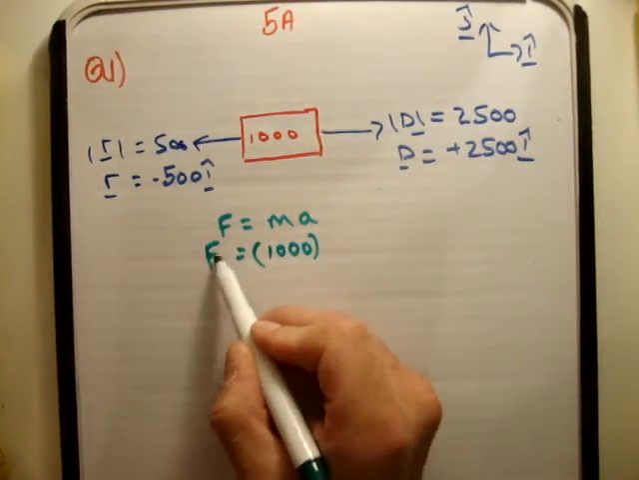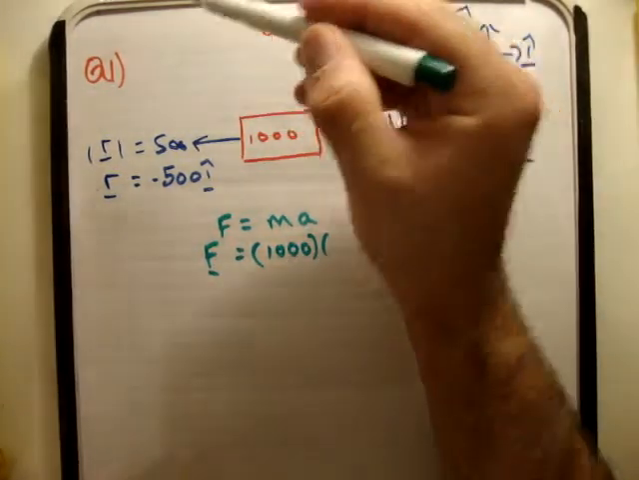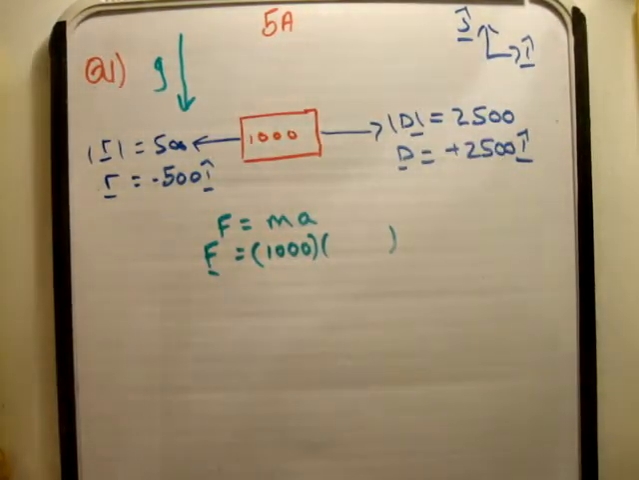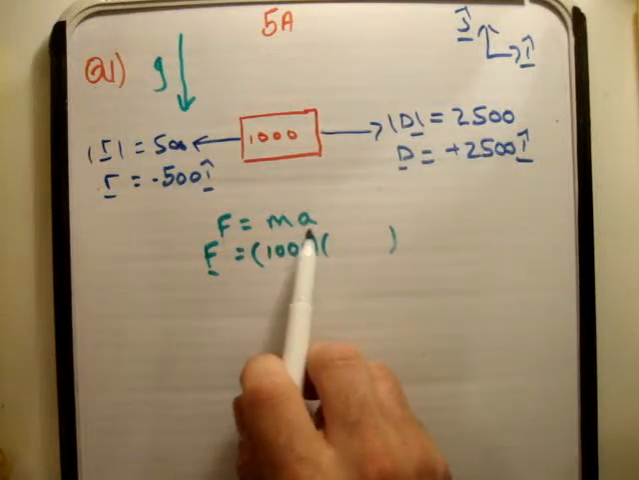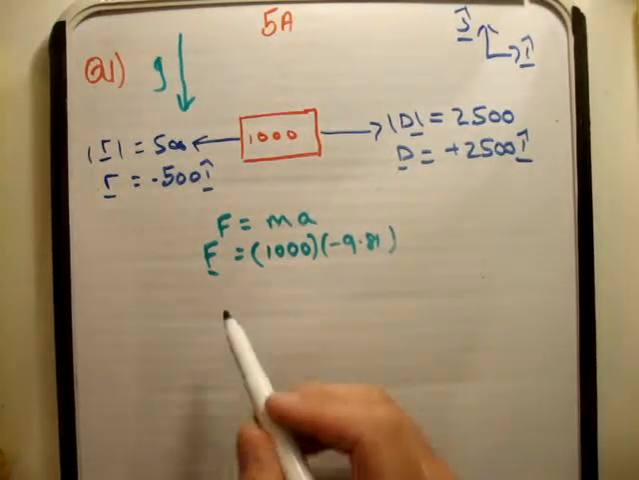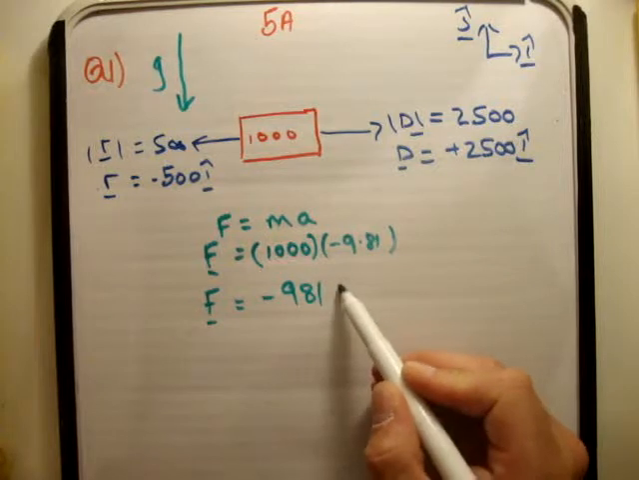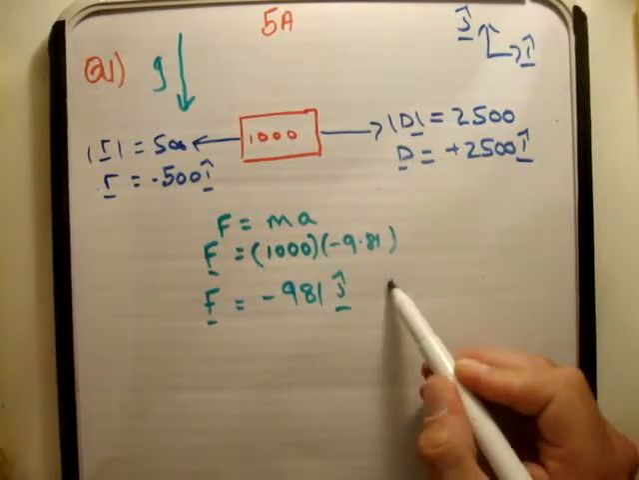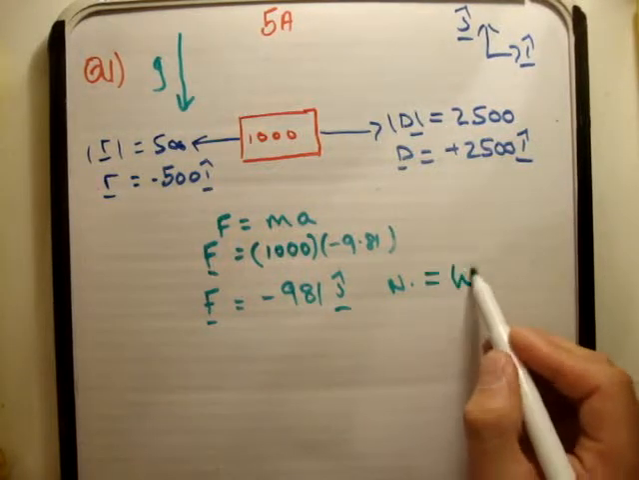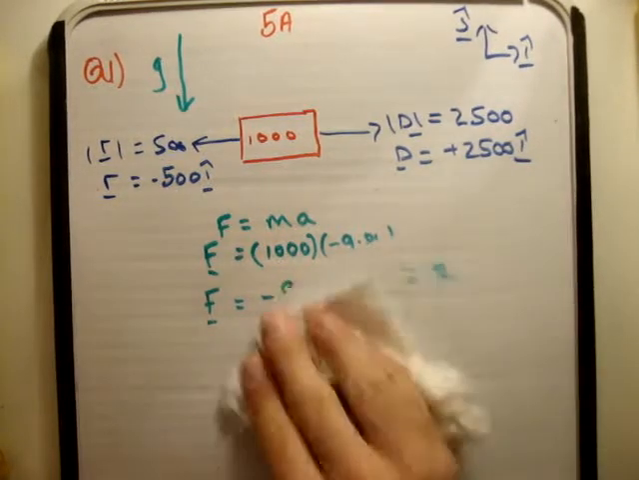So the next question we need to ask ourselves is, is there an acceleration? And I'm going to tell you that there is, because we have a gravity vector which goes in the negative j direction. So we have its mass times its acceleration, which is negative 9.81. Therefore the force is equal to negative 981 j hat, in newtons. That force is called the weight vector, and that is in the j hat direction, of course.